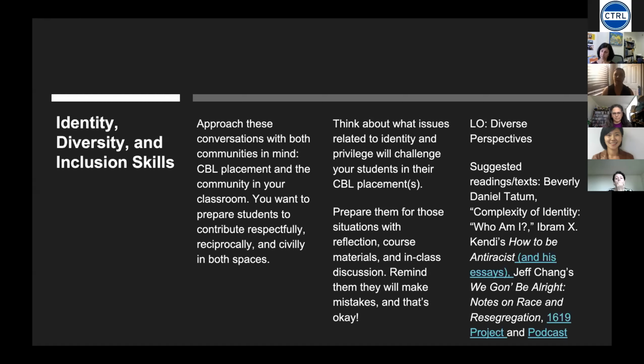So the example in the last column, one of the learning outcomes for complex problems is diverse perspectives. So I really try to elevate, highlight, and add readings that focus on identity. So for instance, Beverly Daniel Tatum's Complexity of Identity. Ibram X. Kendi, a number of students have started reading his book in AUX this year. So I'm less likely to assign the whole book, but I have assigned selected essays. And he now has a current column in The Atlantic. So if you need sort of a quick snapshot of something, you have some smaller options there.